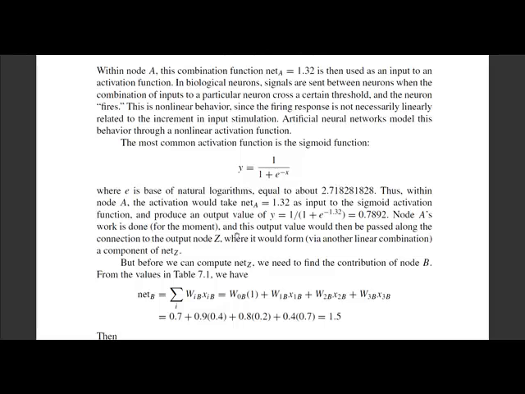Thus, within node A, the activation would take net A equals 1.32 as the input. For the one sample piece of data we had, represented by table 7.1, we got a net A of 1.32. That's the input to the sigmoid activation function, which produces the output. So you put in 1.32 here, and this is what you get. Node A's work is done for the moment, and this output would then be passed along the connection to the output node Z. If this reached the threshold, which they're saying it has, then this would be output.